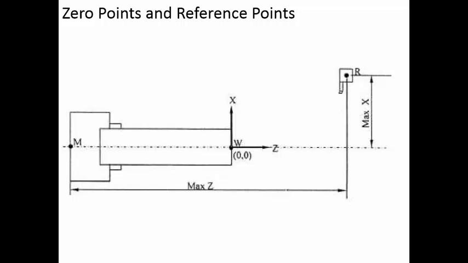But writing the program in terms of negative coordinates is very difficult for us, and also we cannot exactly fix the workpiece with respect to the home position or with respect to the machine 0 position. So what we'll do is we will fix the workpiece and then we will say that the end surface of this particular workpiece will be the 0. How will we do that?